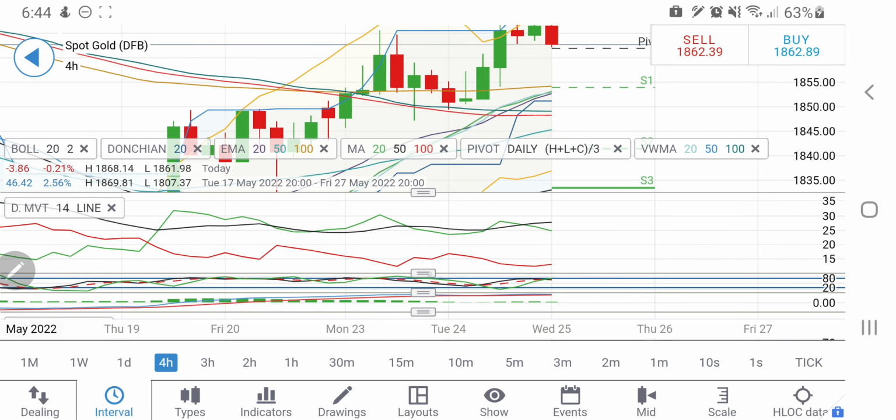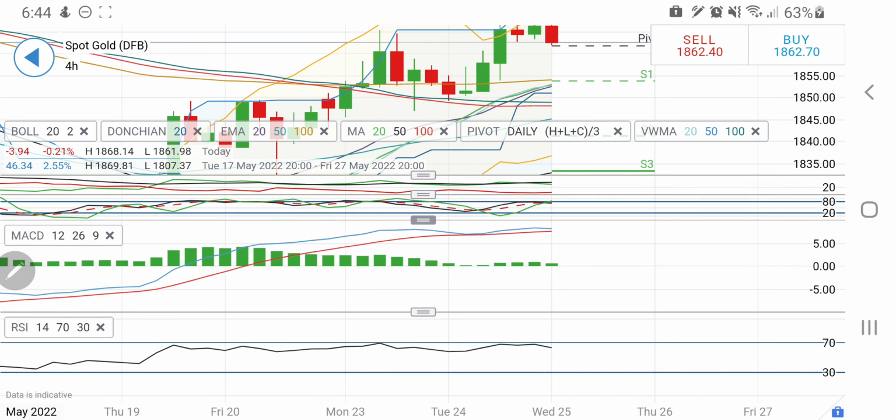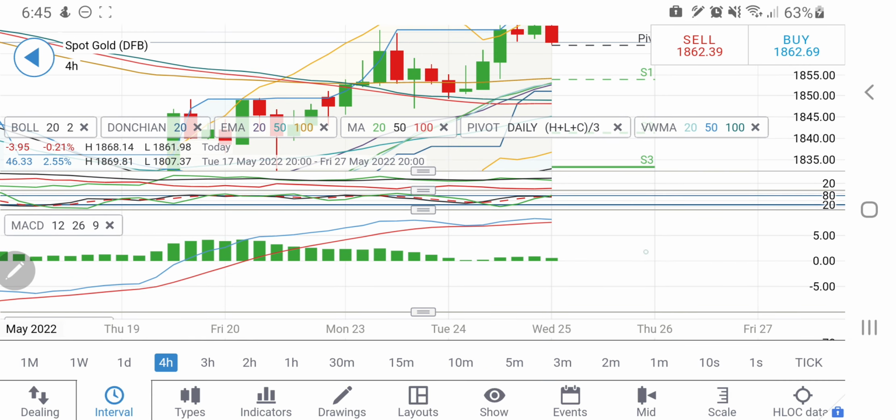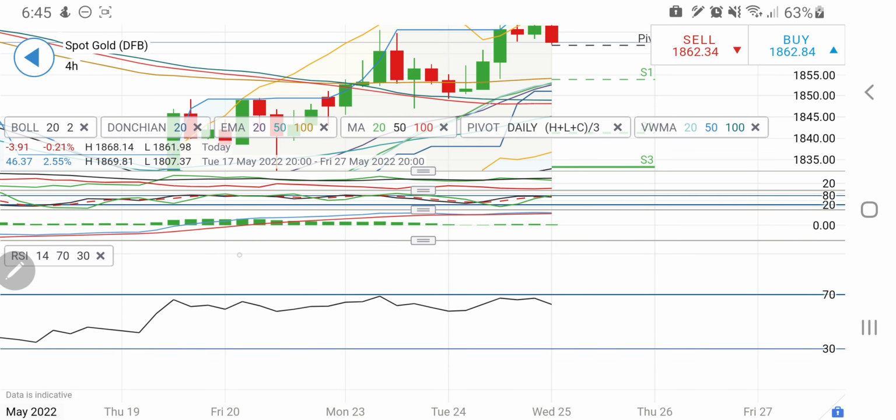Now the directional movement is bullish. It is trying to converge, and if you look at the stochastic, this is near to overbought levels, trying to look back downwards. The MACD is again trying to converge and cross over for a sell. The RSI is also looking downwards.